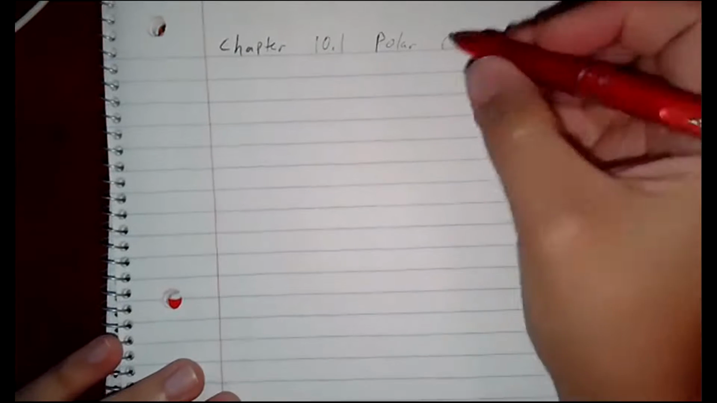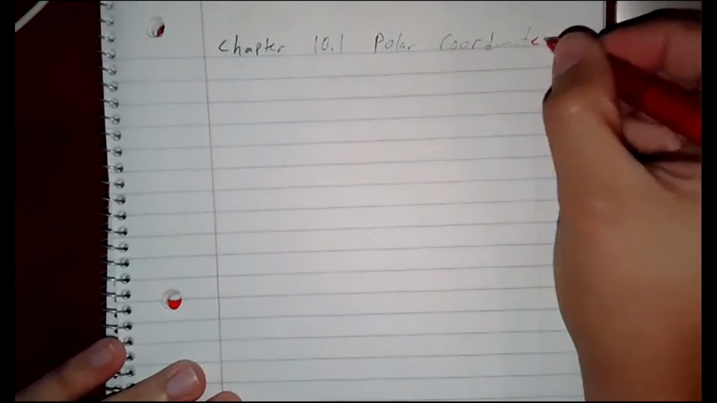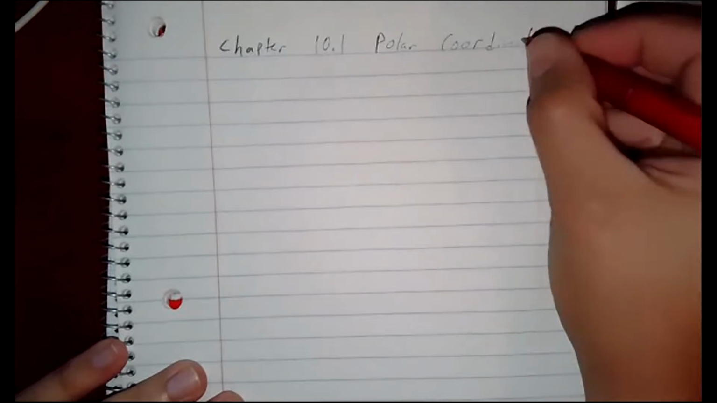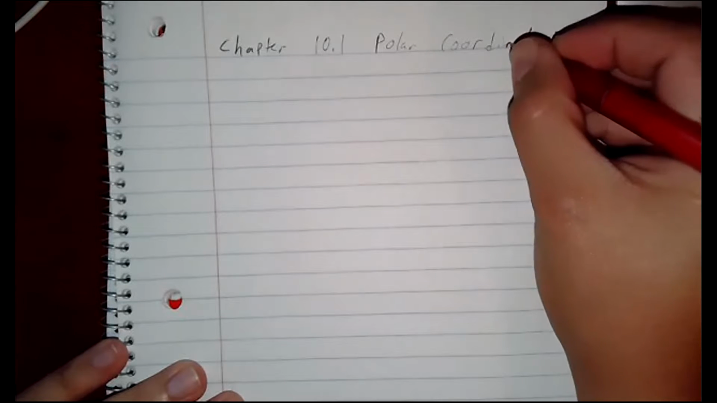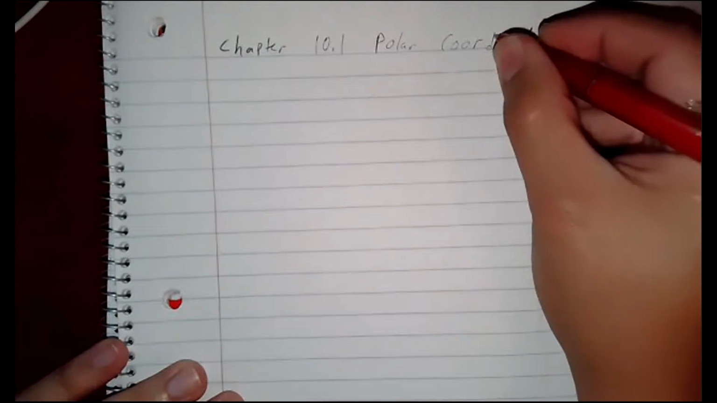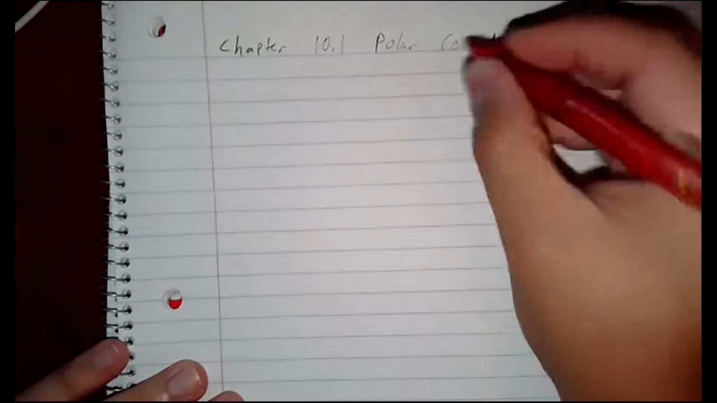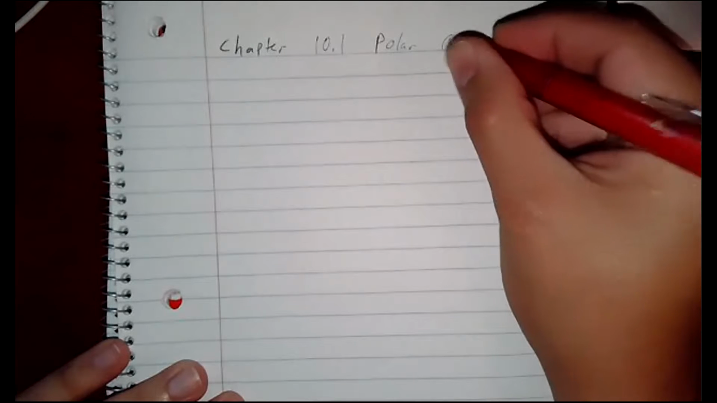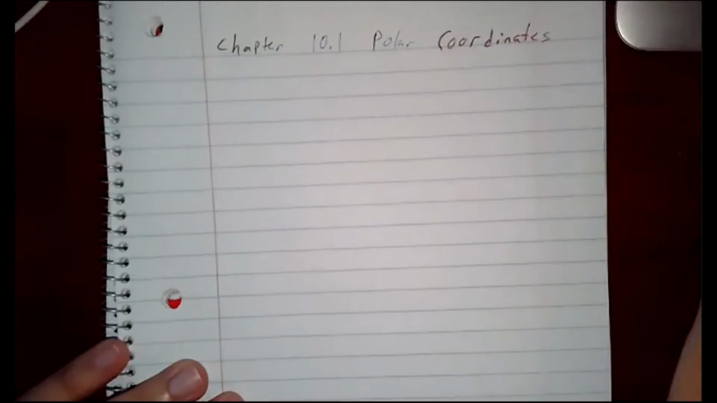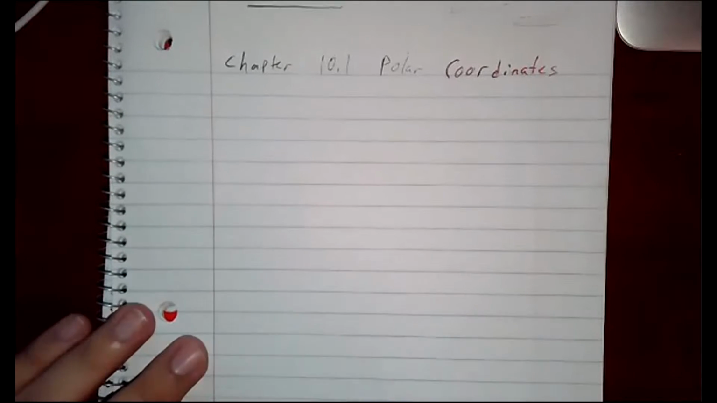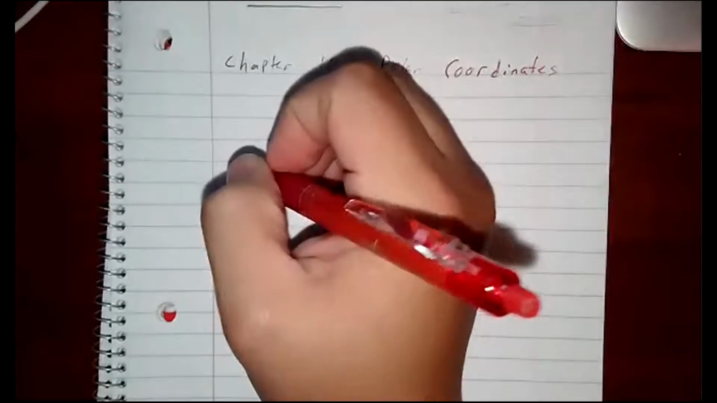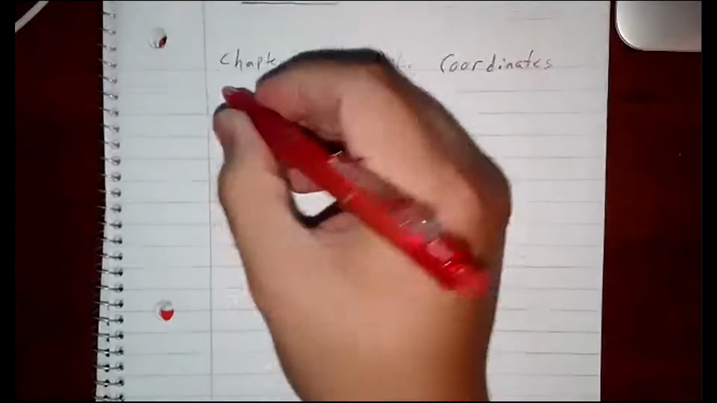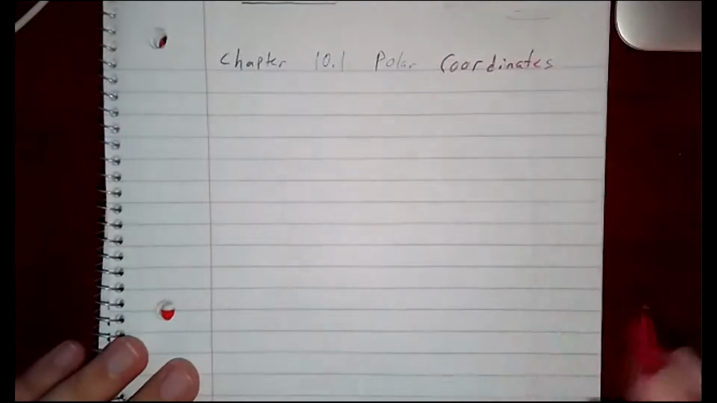Okay, so 10.1 is polar coordinates. So basically, we're going to transform our regular coordinates, which is Cartesian, the x and y coordinates, into r and theta. So let me give you a brief explanation before we start doing examples from your homework.